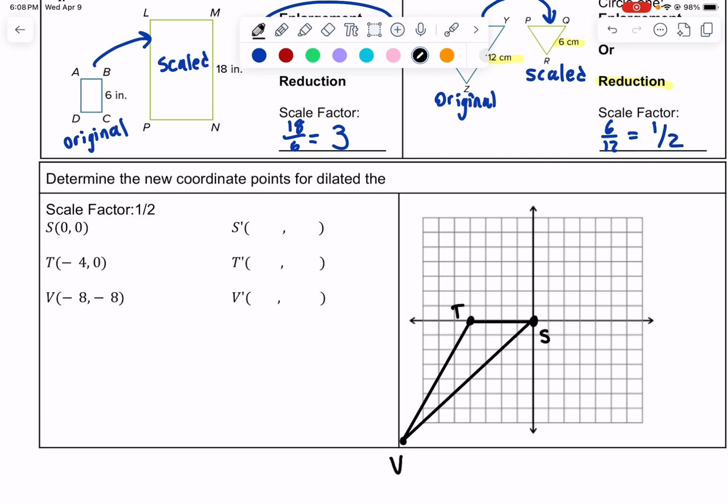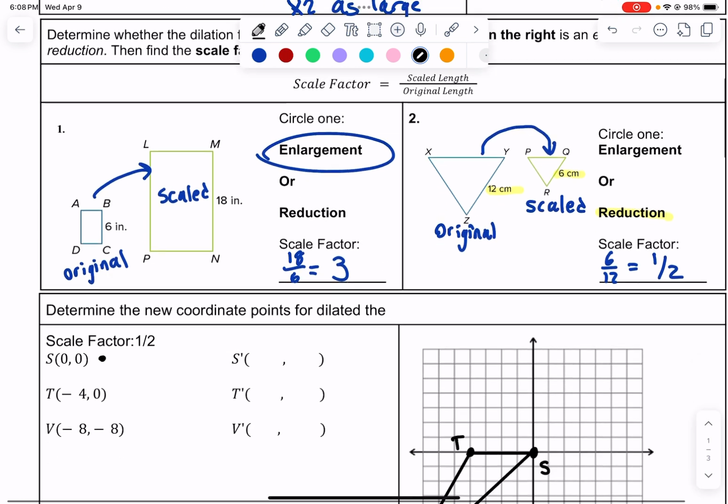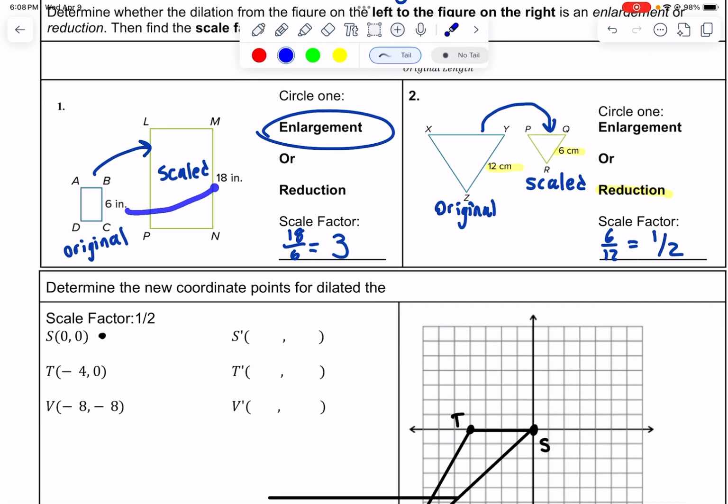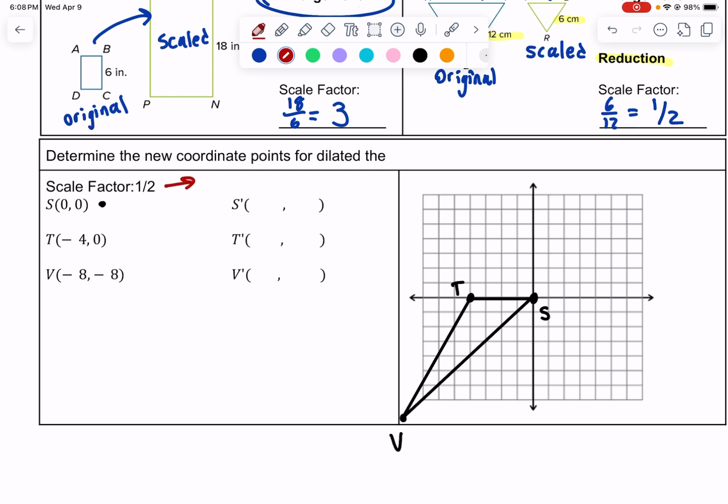So now that we have our triangle, what we have to do is apply our scale factor. By applying our scale factor, what that looks like is we need to actually multiply. We could either multiply by 2, or we can multiply by a half. So that's what we're going to do. If we have a scale factor of a half, make a prediction. Do you think that it's going to be an enlargement or a reduction?